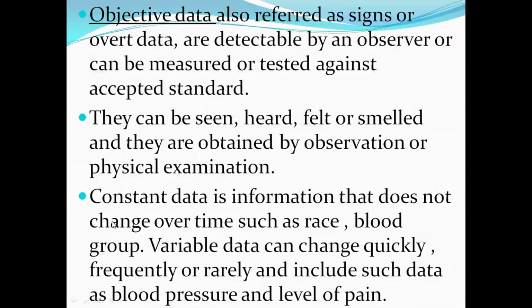Constant data is the information that does not change over time. The third type of data is constant data. It does not change over time, for example race, blood group. Variable data can change quickly, frequently or rarely, and includes data like blood pressure, level of pain. All this comes as variable data.